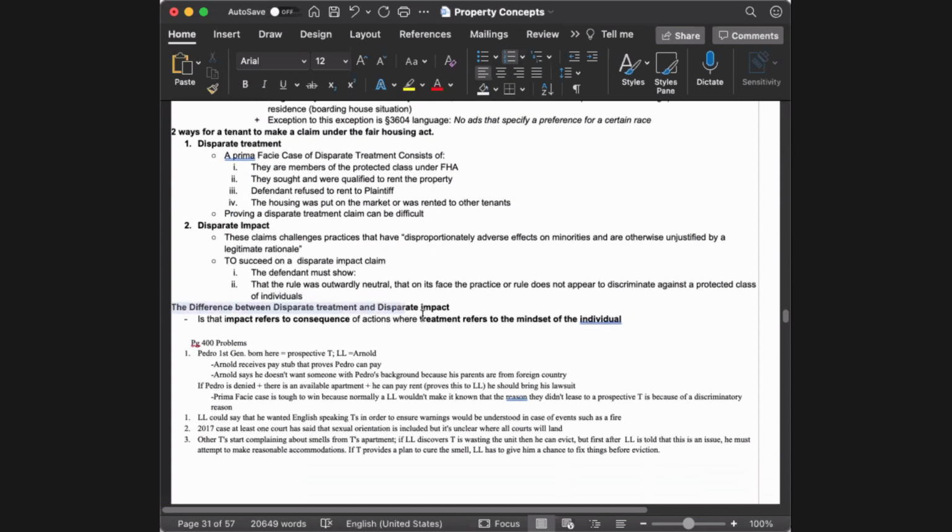The difference between these two is that impact refers to the consequences of the actions, whereas treatment refers to the mindset of the individuals. So in an impact situation, there may never actually be a want to discriminate, and it just so happens that the effect is discrimination. Whereas in a disparate treatment situation, there is an actual provable mindset that the landlord wants to discriminate. So just keep that in mind.